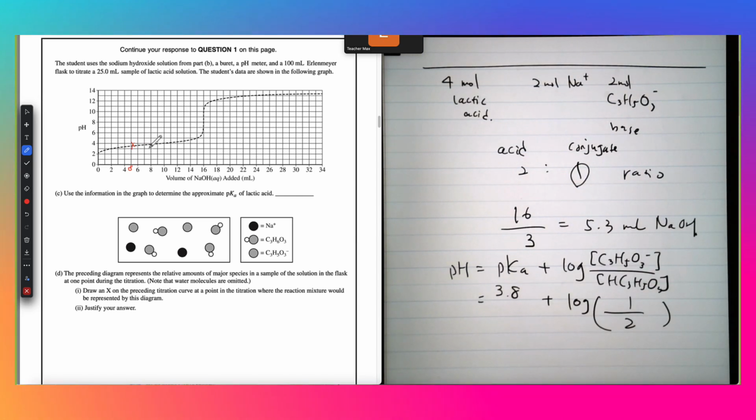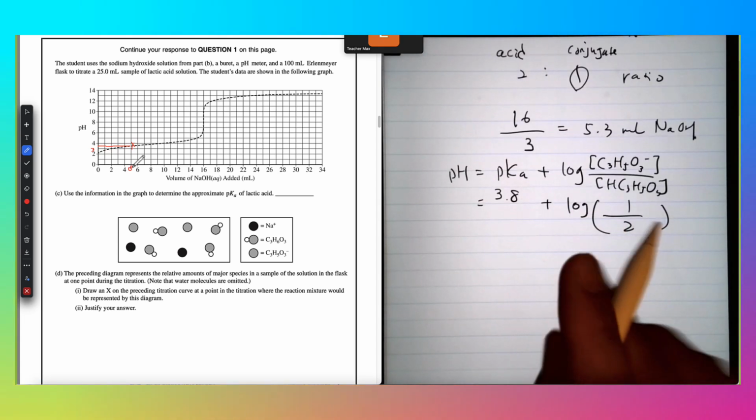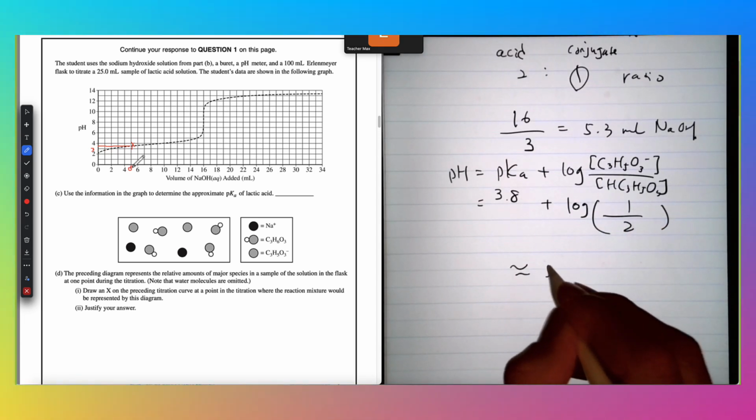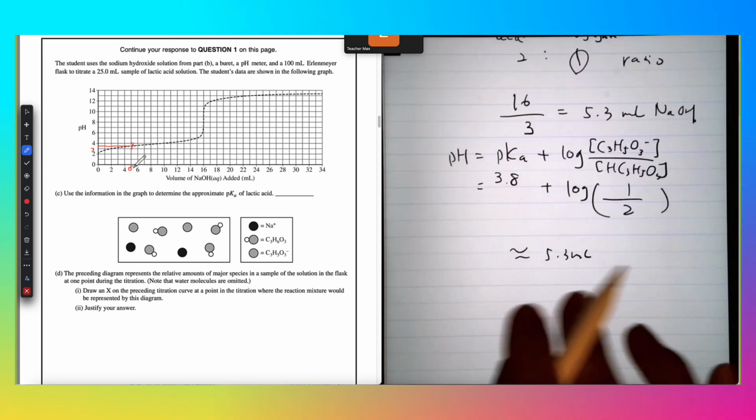So if you look at the graph here, and you know that this is pH 3, and if you go straight to the right, 3.5, you know, we're going to get around the same place again, and you can just surmise from there. So there are 2 ways you can do this. So yeah, approximately 5.3 milliliters, somewhere between 5 and 6 will be a good answer choice.